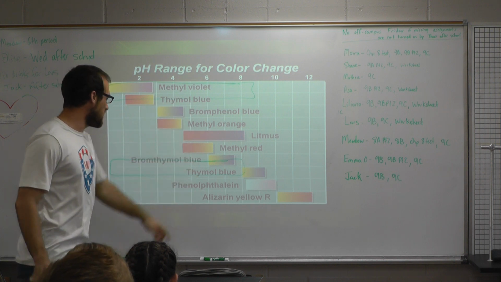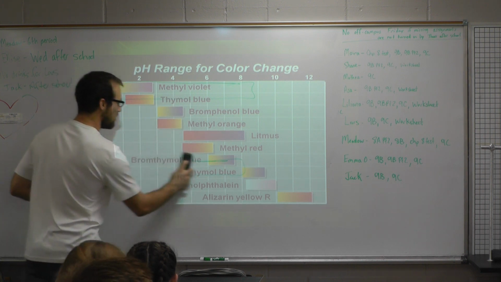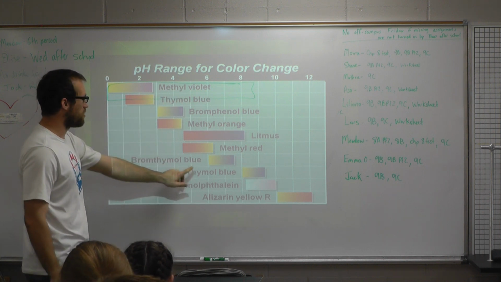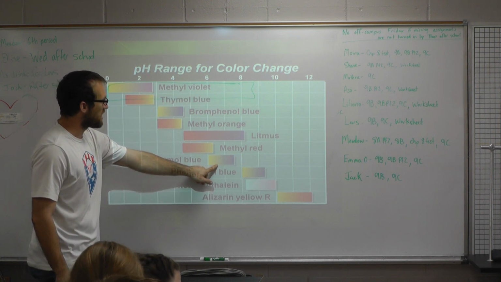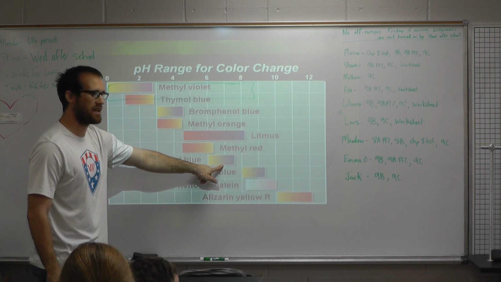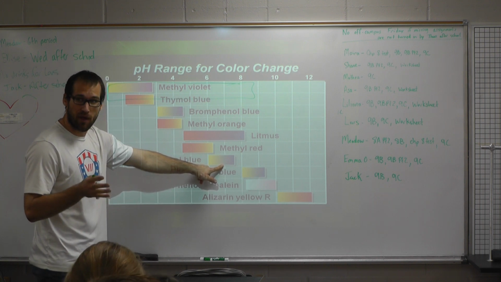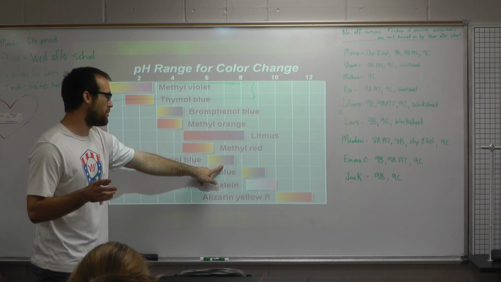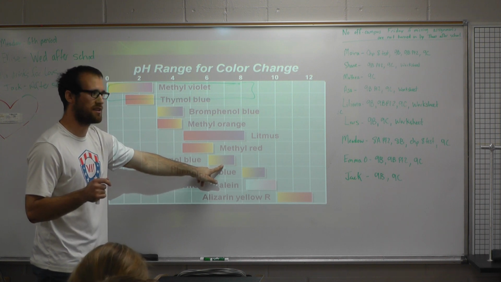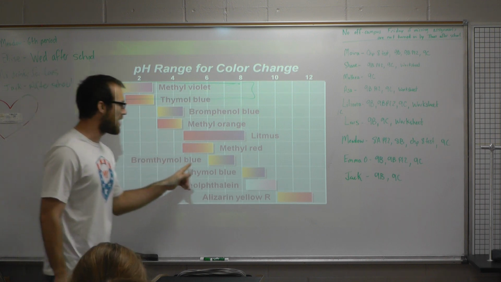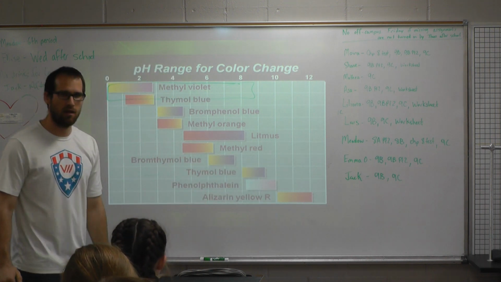Okay, these are the names of the indicators. What this says is, let's just say I'm using bromothymol blue. The color change happens at what pH? Approximately 7 on the pH scale. If I'm anywhere below 7, what color is it? Yellow. So I could be at 1 and it will still be yellow. I could be at 14 and it would be blue.